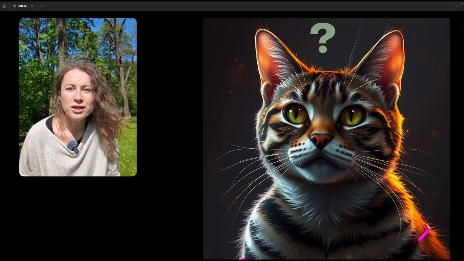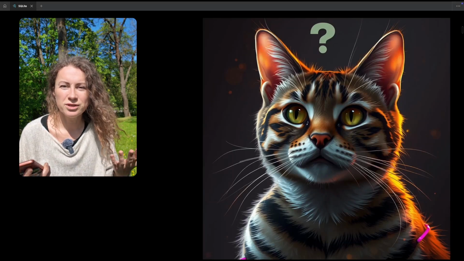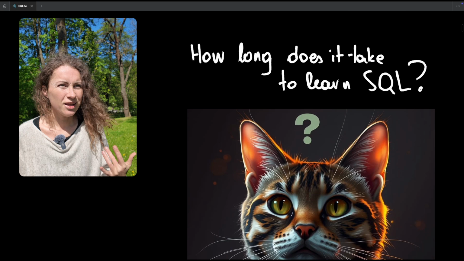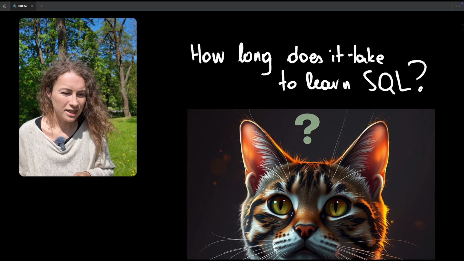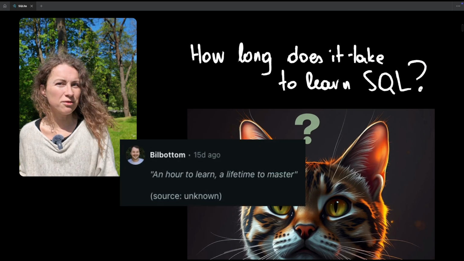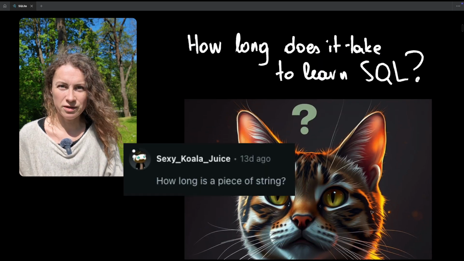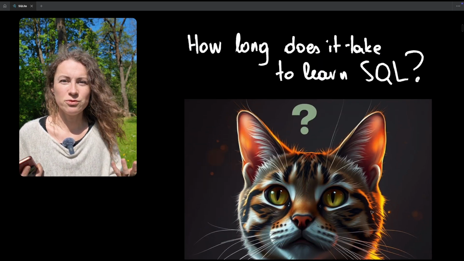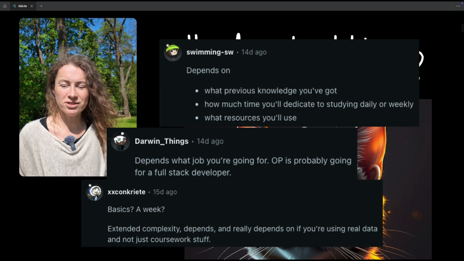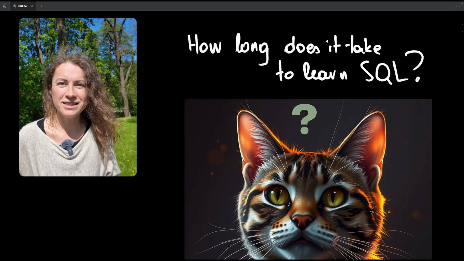If you ever try to find out how long it will take you to learn SQL, then you've probably heard anything between 1 hour and a lifetime, or you've been given something vague like, okay, how long is a piece of string? And yes, I understand, it depends, and that's a sensible answer, but how helpful is it?